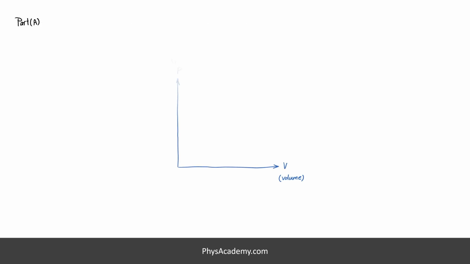Starting with the PV diagram, we keep volume along the horizontal axis and pressure along the vertical axis. Then, we mark the initial state and call the volume of this point V0 and the pressure P0. Then, we draw a curved line that passes through this point. This is the temperature line of this point, and we can call this line T0 temperature line.